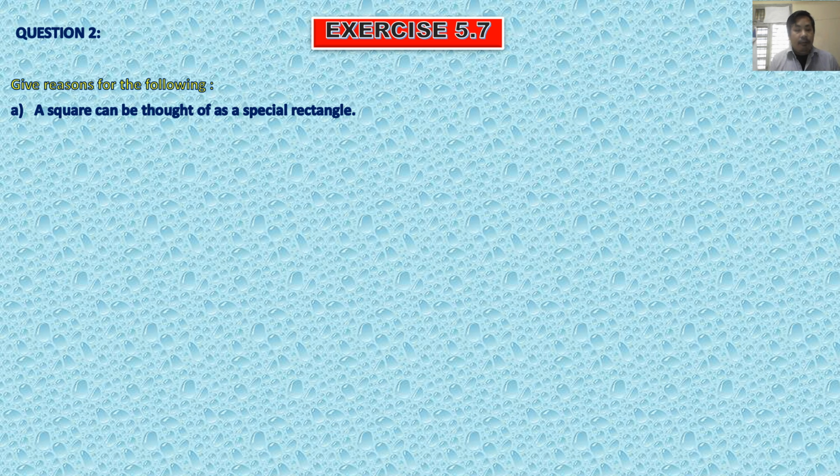Let me remind you that in a rectangle, opposite sides are equal, isn't it? Opposite sides are equal and all the angles are 90 degrees. If we find these properties in the square, then we can say that a square is also a special rectangle. Let us see the explanation in the solution. It says that all the properties of the rectangle are there in the square, so a square can be thought of as a special rectangle.